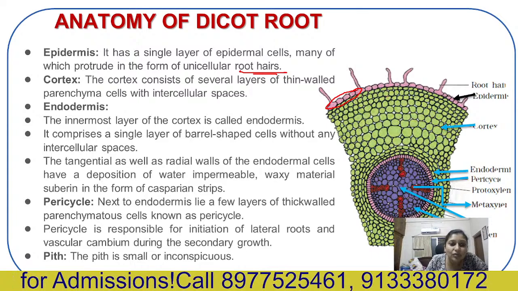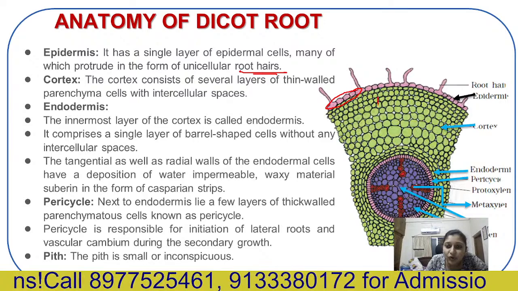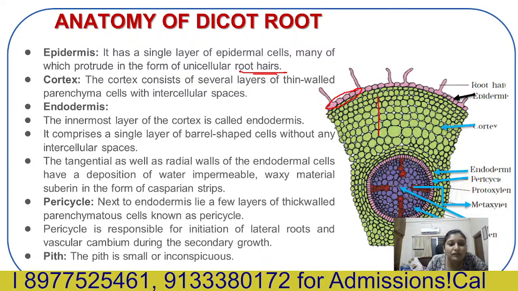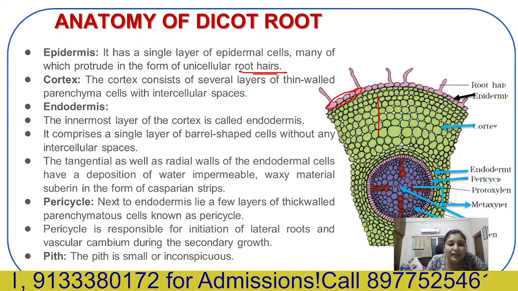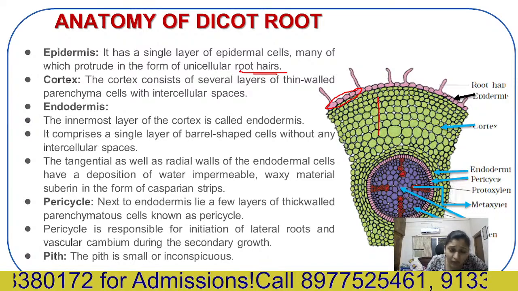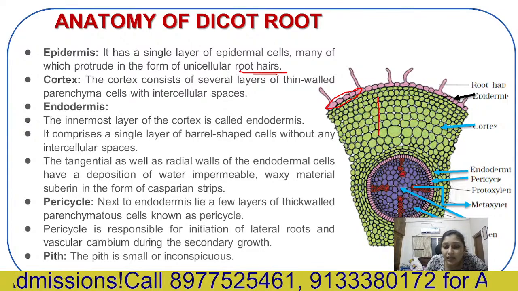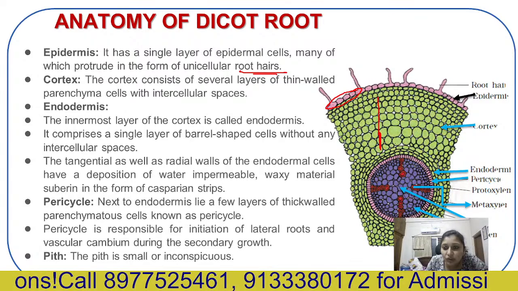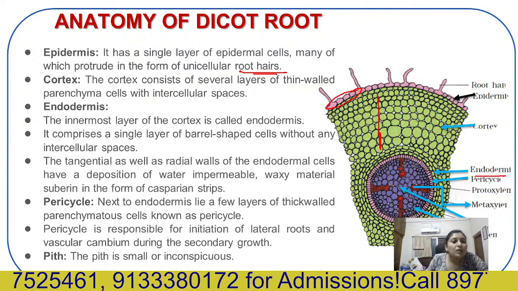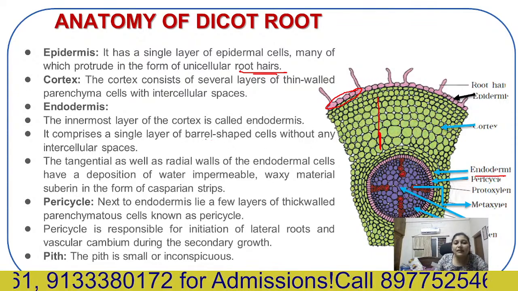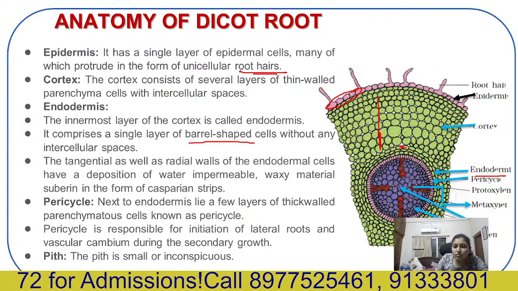Now the cortex consists of several layers of thin parenchyma. These several layers of thin parenchyma cells make up the cortex of the dicot root. Then the endodermis region is the innermost layer of the cortex. It comprises a single layer of barrel-shaped cells without any spaces. You can see here there is no space.